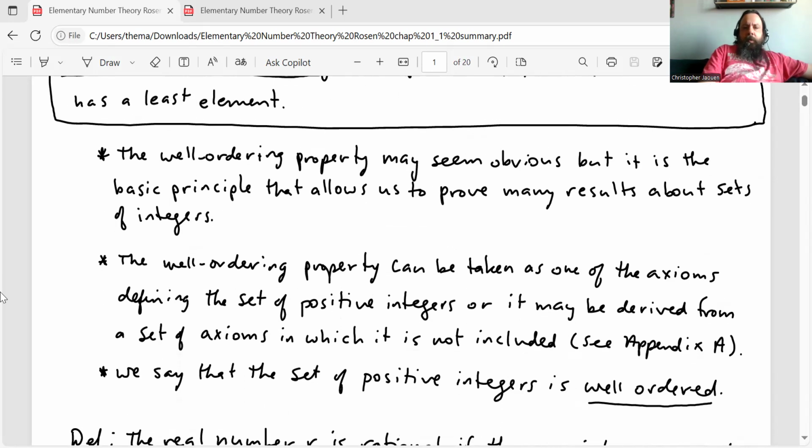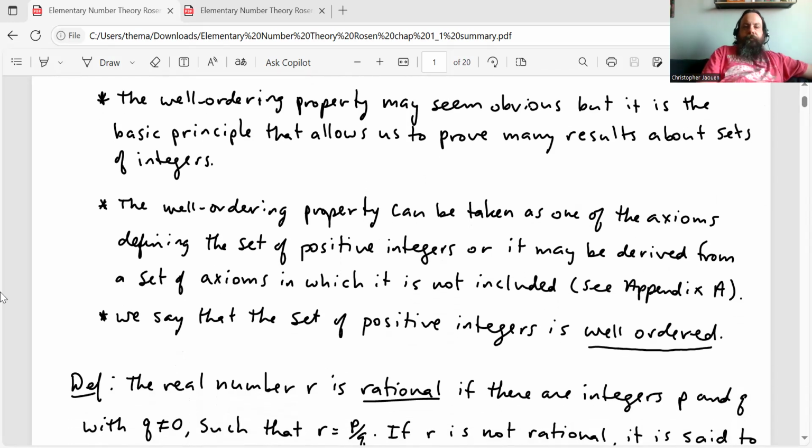The well ordering property may seem obvious, but it is the basic principle that allows us to prove many results about sets of integers. And the well ordering property can be taken as one of the axioms defining the set of positive integers, or it may be derived from a set of axioms in which it is not included. Rosen suggests taking a look at Appendix A, which actually, let me take a look here. I assume that Appendix A maybe is on the construction of the integers, but let me take a look and see.